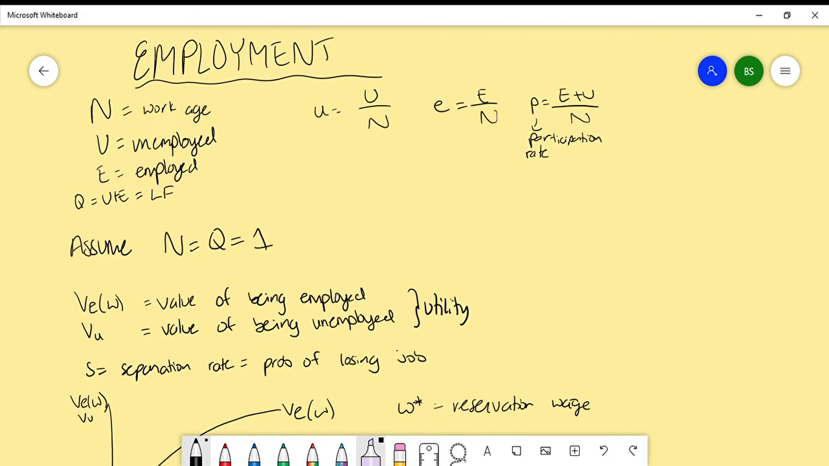So first of all, some terminology. N is the working age population, so like people 18 to 65, I guess. U is the number of people that are unemployed. E is the number of people that are employed. Q is the labor force, which is unemployed plus employed. So there's the labor force, which is people who are either looking for jobs or already have jobs, versus people who are, for example, stay-at-home parents or students, things like that. So that would be the opposite of Q, like 1 minus Q or whatever.